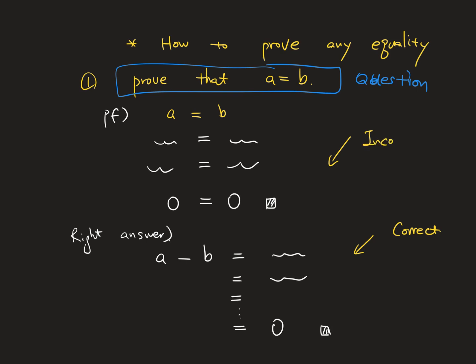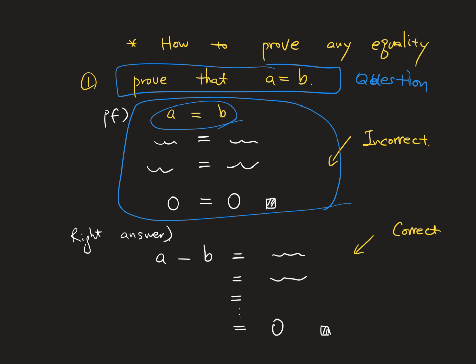The first answer is incorrect because it assumes that A is equal to B. But A is equal to B is what you need to prove, so you cannot assume it. So this could not be the first line. This is a typical incorrect answer.